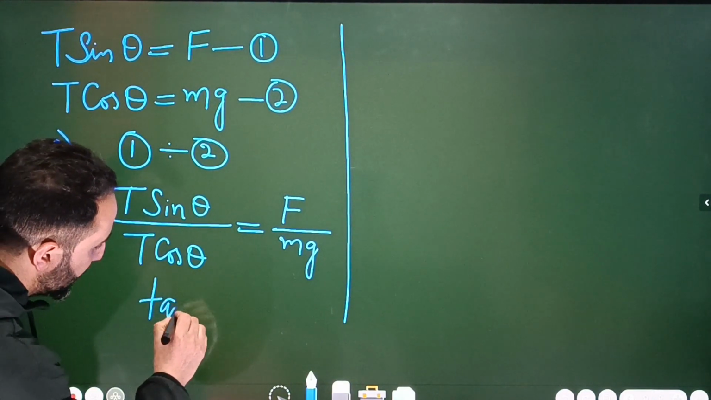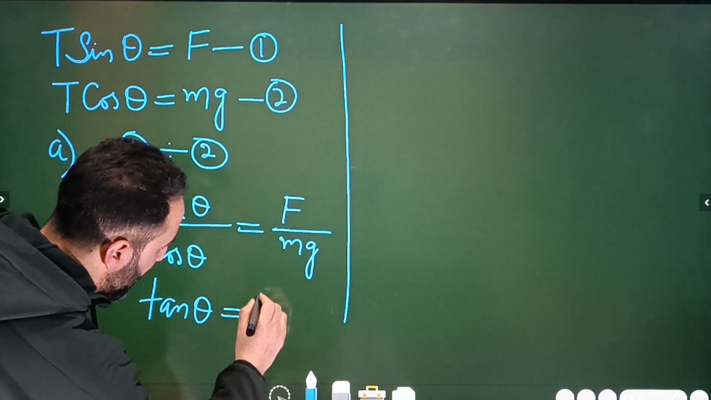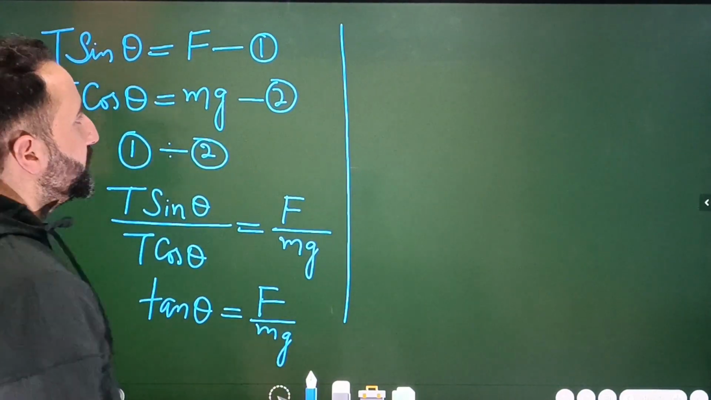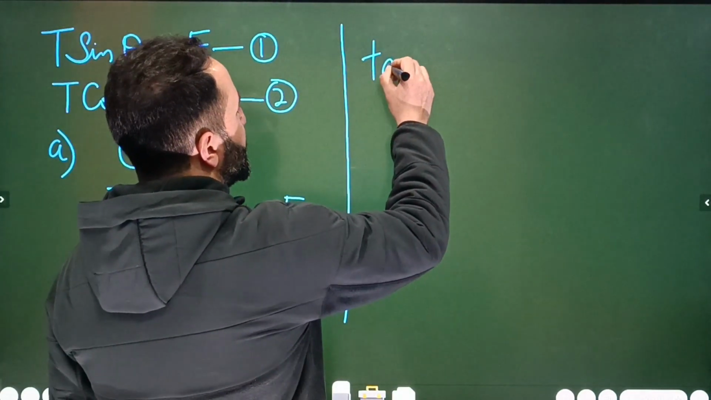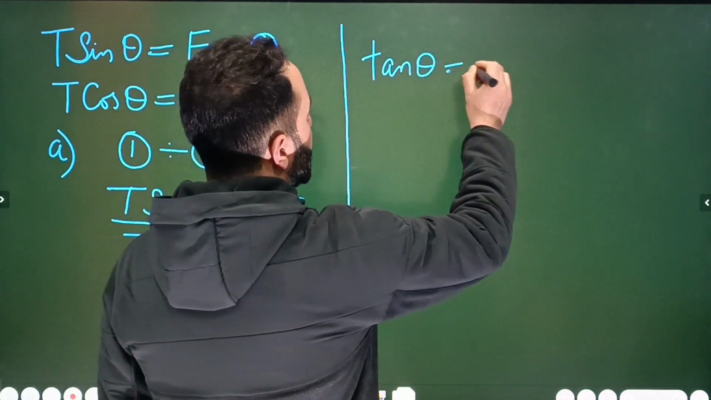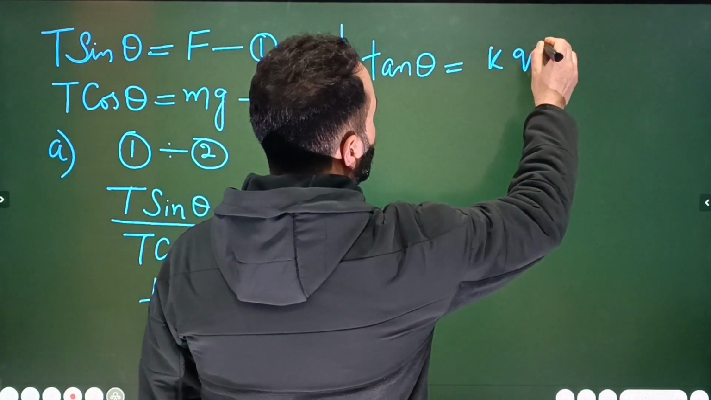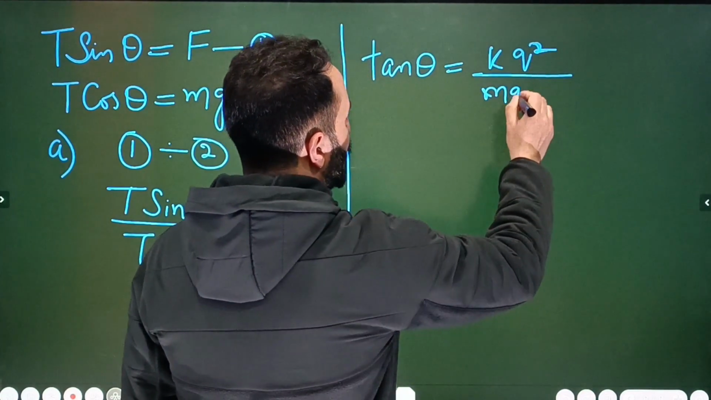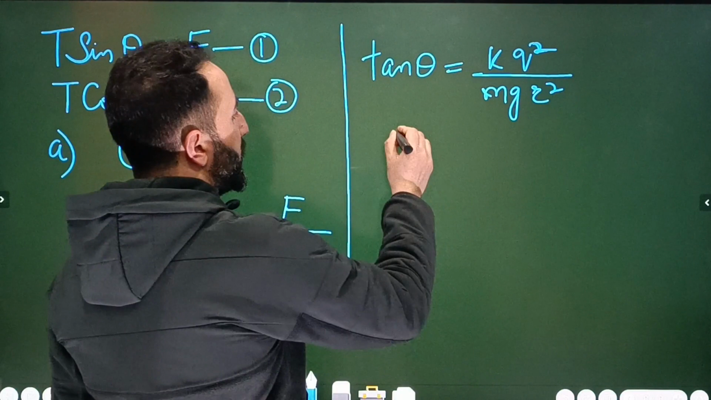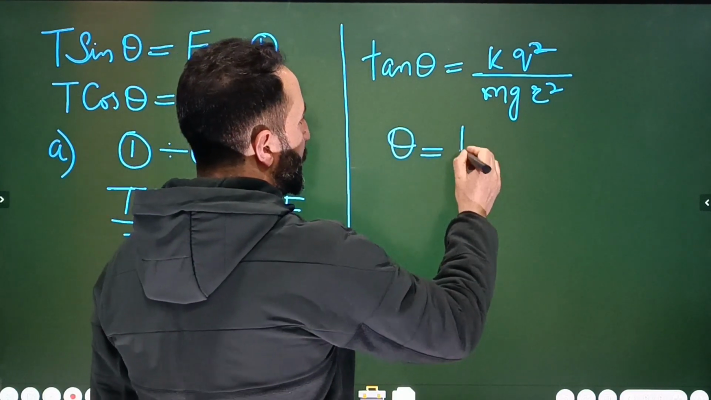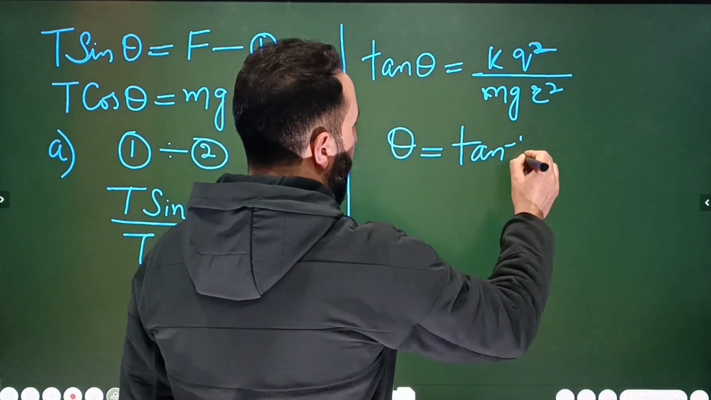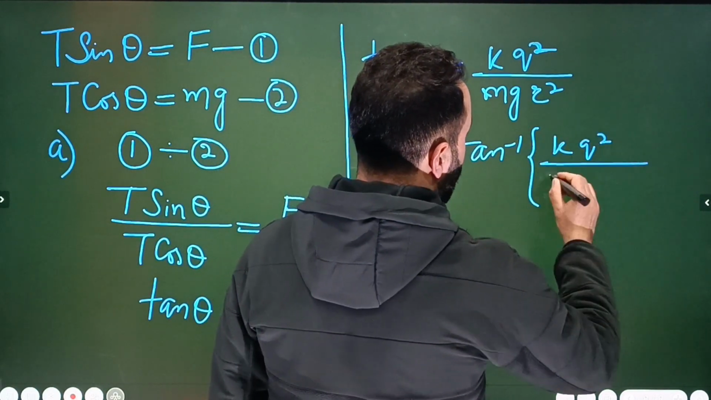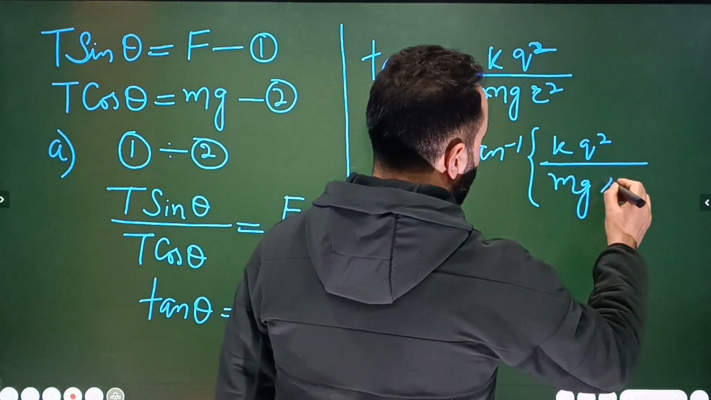It will be equal to tan theta. Now what will this tan theta be equal to? Electrostatic force divided by mg. Finally, I can write that tan theta will be equal to the electrostatic force, which can be replaced by k multiplied by q square divided by r square, with mg in the denominator. Then theta will obviously be equal to tan inverse of k q square divided by m multiplied by g multiplied by r square.